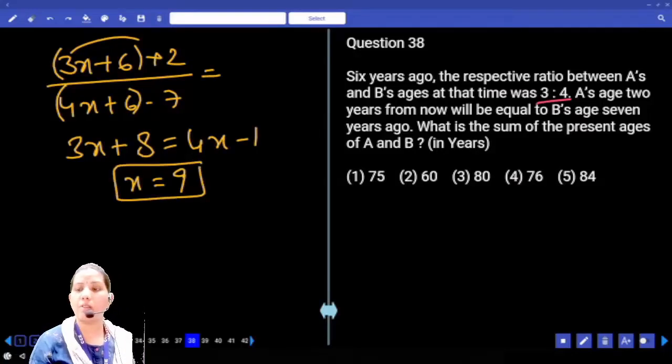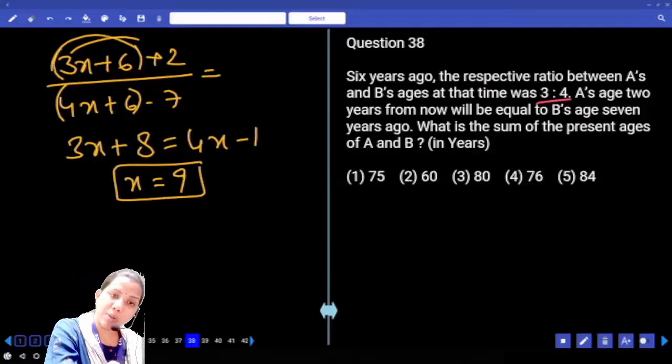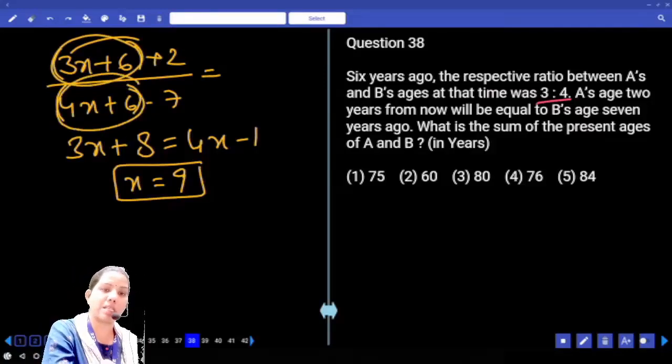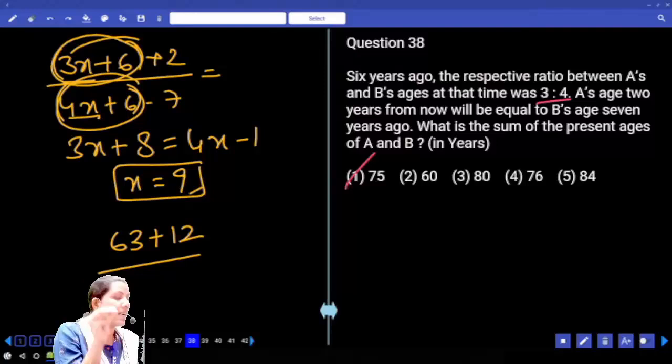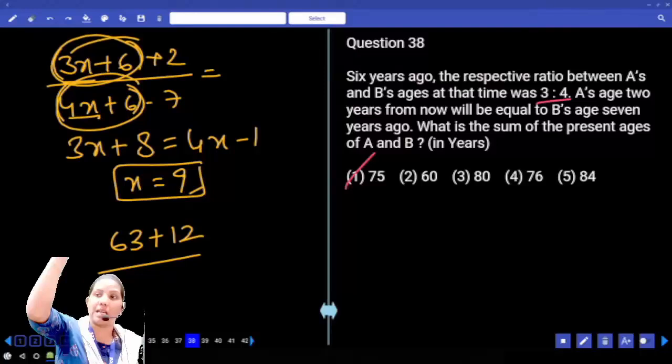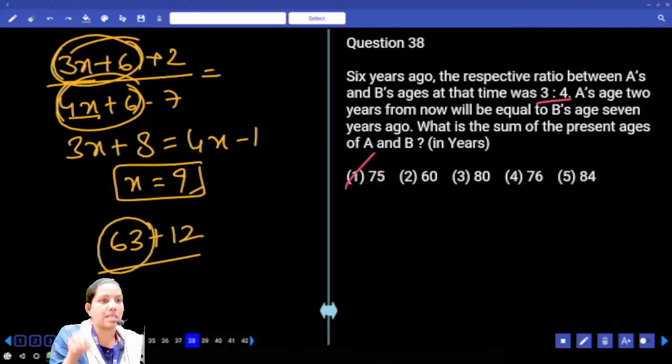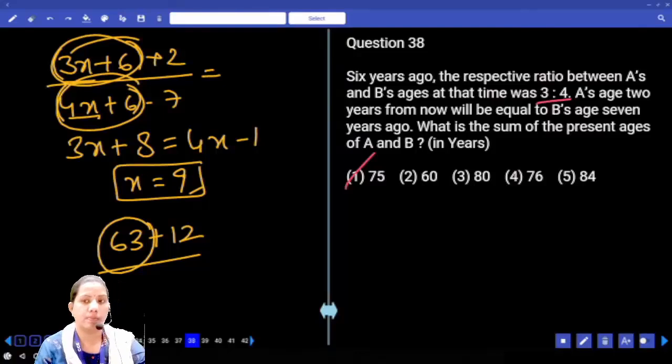The x value is 9. And the question asks for the present ages, which means 3x plus 6 and 4x plus 6. What is 3 plus 4? 7x. 7 9s are 63 and plus 12 is 75. First option. 3x and 4x are not present ages, those are the ages 6 years ago. 63 is the sum of their ages 6 years ago, and the present sum is 63 plus 6 plus 6, 12 years. So total 75. Okay?